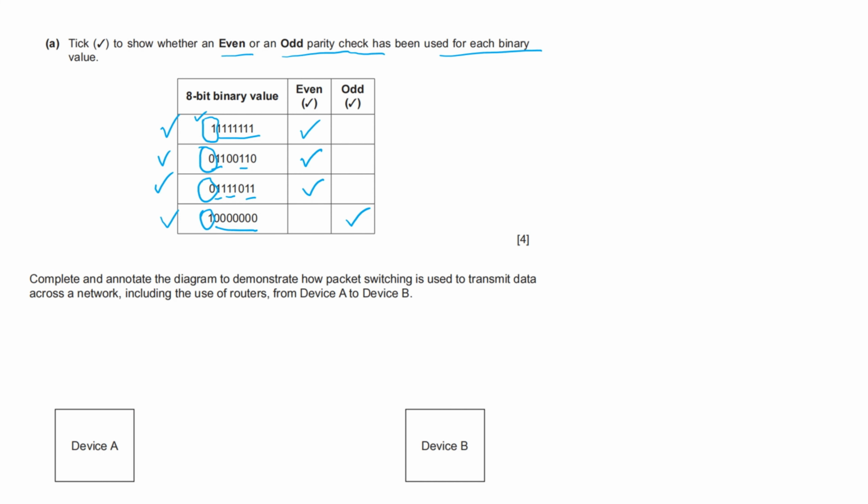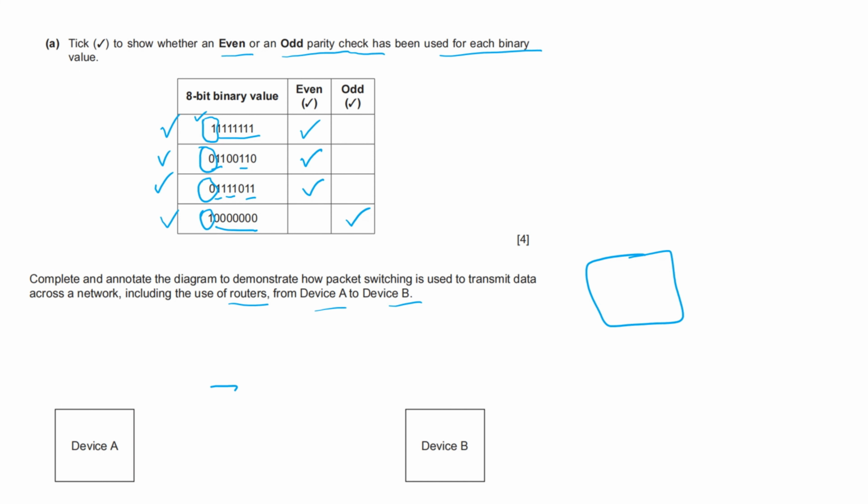Next question, complete and annotate the diagram to determine how packet switching is used to transmit data across the network, including the use of routers from device A to device B. So in packet switching, data is first broken down into small packets, and then each packet is sent independently from device A to device B. And upon receiving on device B, all the packets need to be reassembled.